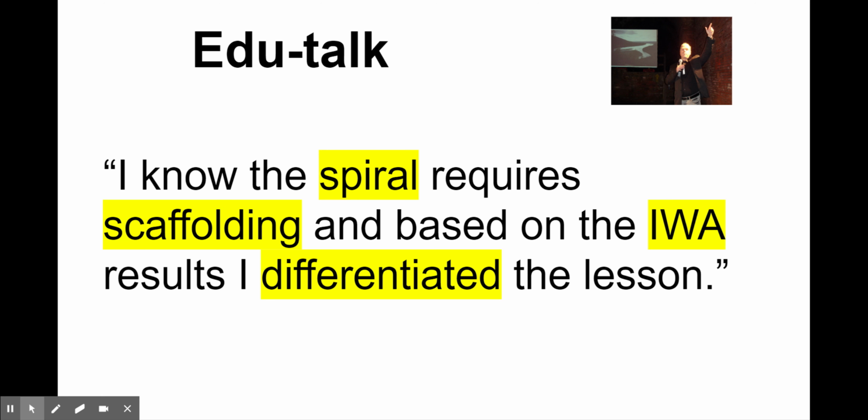In this example, the writer makes assumptions about what they think the assessor will understand. You might be saying to yourself, well, wait, everyone uses the terms scaffolding and differentiated. Well, that may be true, but those terms could mean and look very different depending on who hears them. Instead, think about how you can describe and explain exactly how you scaffold and differentiate in the lesson. Also, IWA, what is that? How will the assessor know that it's a writing assessment? Simplifying your terminology can help create clarity.